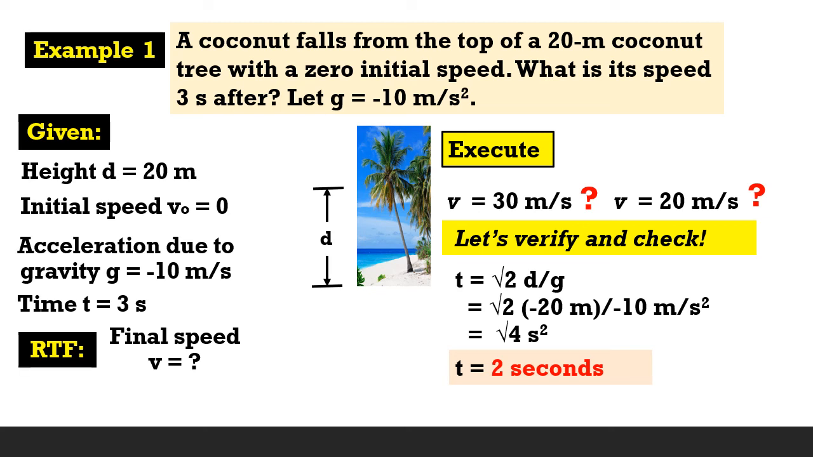Since the question asks for the speed of the coconut after 3 seconds, our final and logical answer therefore must be equal to 0. Which means that in 2 seconds the coconut has already hit the ground and has come to rest in 3 seconds. So guys, next time when solving problems in physics, watch out for distractors or tricks that will test your logic and challenge your patience. Okay?